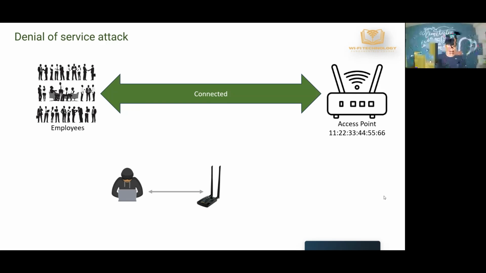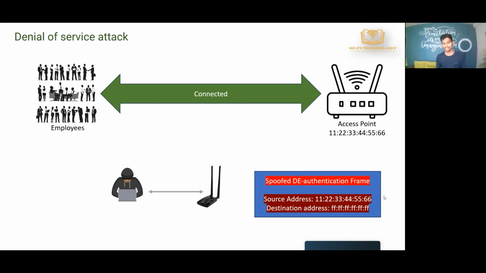So what else does he need? He needs a spoofed deauthentication frame. If you observe here, it says spoofed deauthentication. It's a deauthentication frame whose source address is the same as the MAC address of the access point. The source address that he created and the MAC address of this access point are both the same. And the destination address, if you see, is a broadcast address. So now he has created a deauthentication frame which looks like it is coming from the access point.